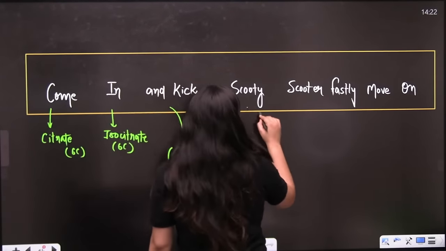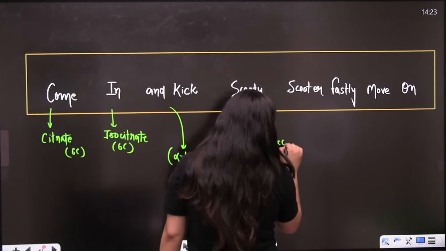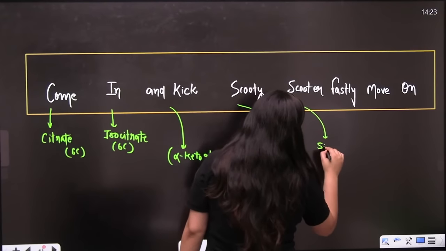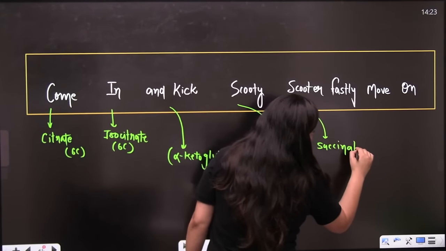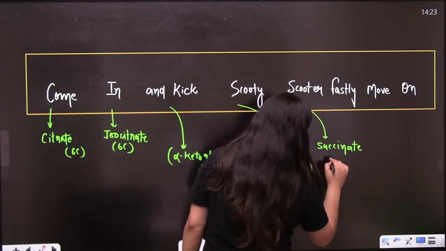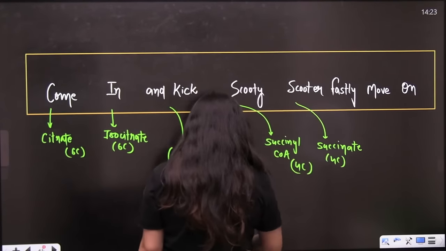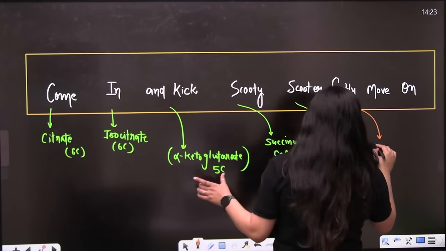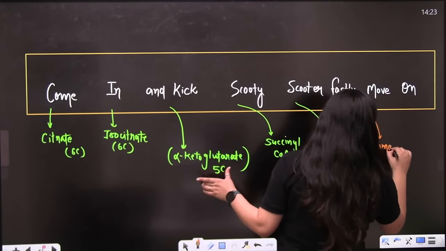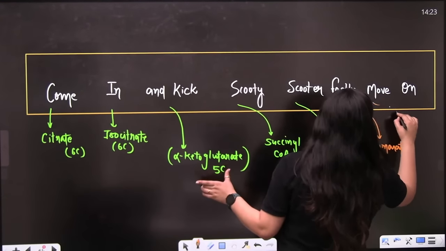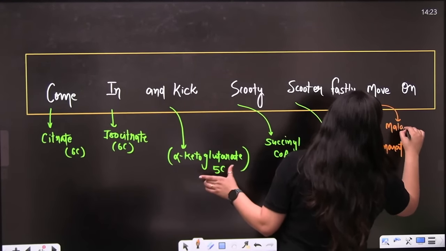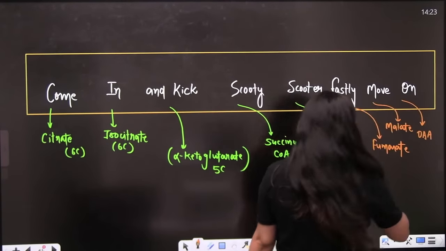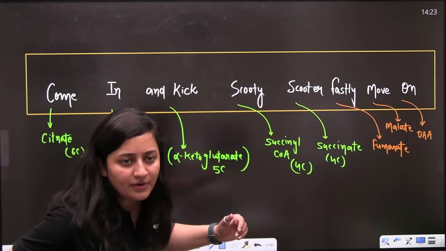Then comes the next part of the trick. Again, succinyl coenzyme A first, then comes the succinate. Right? So, succinyl coenzyme A, succinate, 4-carbon containing compound. Are you getting it? Then move on fast. From this F, we have fumarate. From this M, we have malate or malic acid. And finally here, OAA, the oxaloacetic acid. So, all are 4-carbon containing compounds.